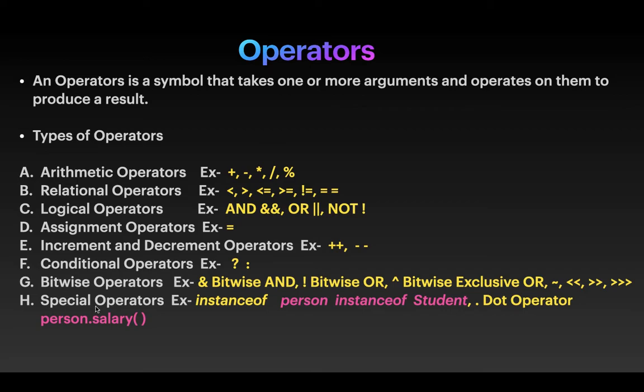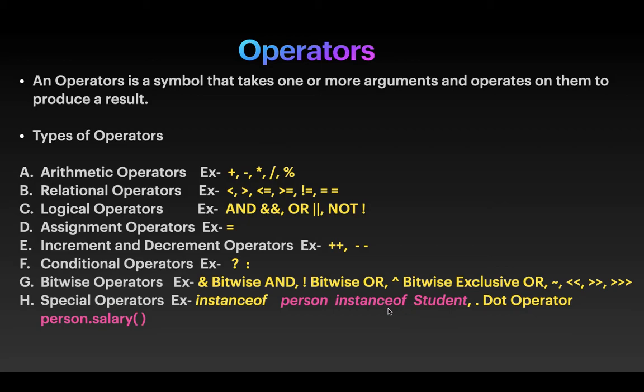Now coming to special operators, and this is instanceof. It seems like an identifier or something, but no, it's a special operator called instanceof. Let's say person instanceof student. In this case, person is an object. Instanceof tells us whether this object person belongs to the class called student, so it will return either true or false. If we have an object person of class student, then this will return true. But if there is no object with the name person of class student, it will return false.